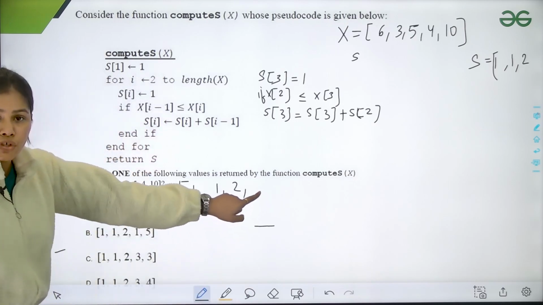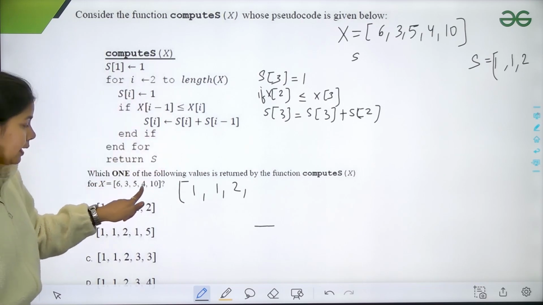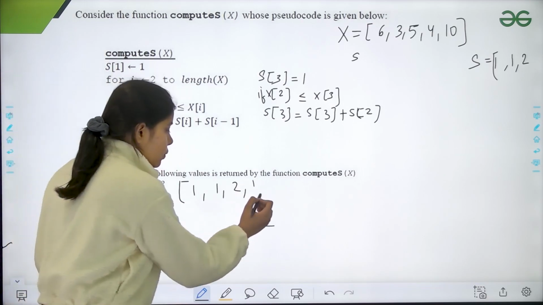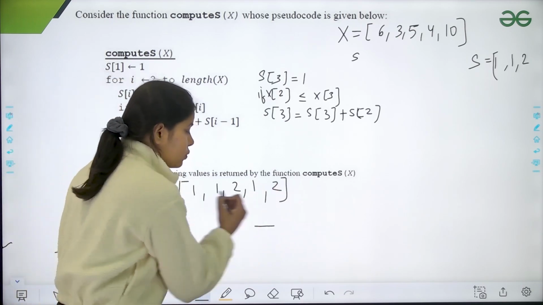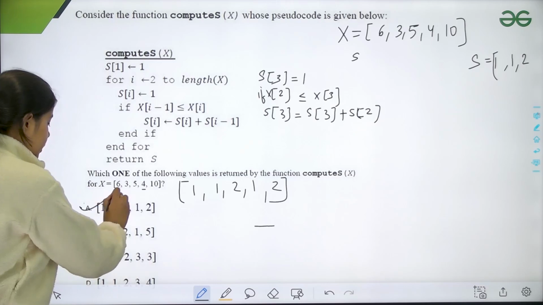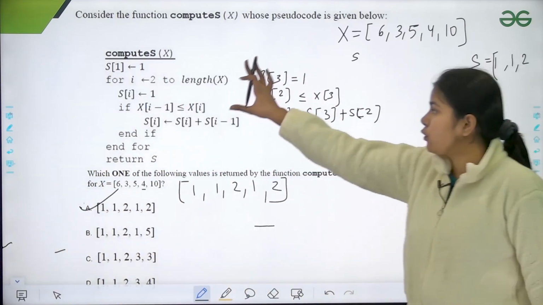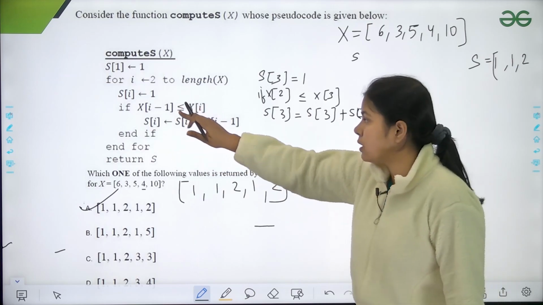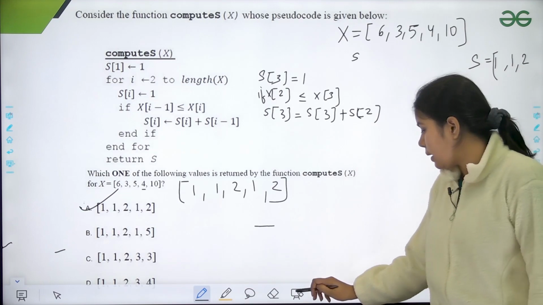Now for the fourth position, I take i equals 4. So I will say that 5 is not less than or equal to 4, so I'll get 1. Now the next case, 4 is less than or equal to 10, so 1 plus 1, that is 2. So I'll get 1 1 2 1 2 as my answer. Right, so that's why I have to work on this. I have to see stepwise what they are doing inside this code. So here option A is correct.